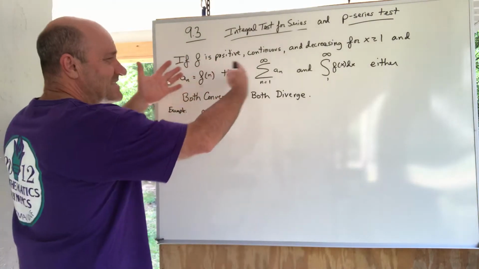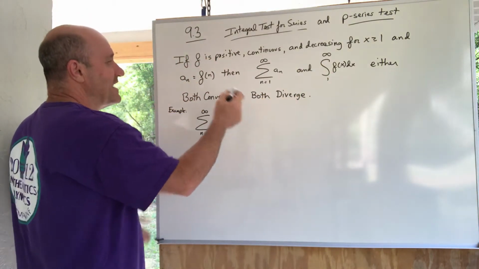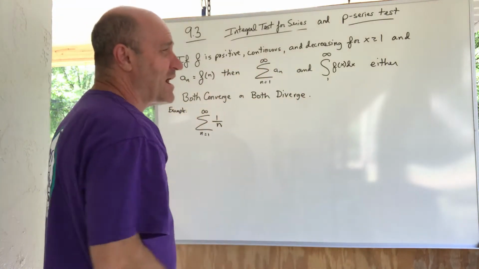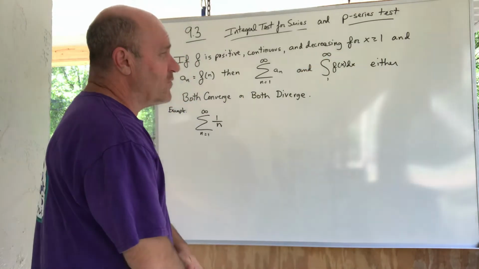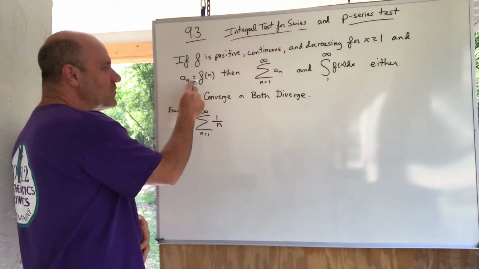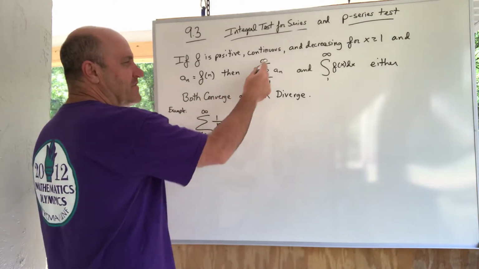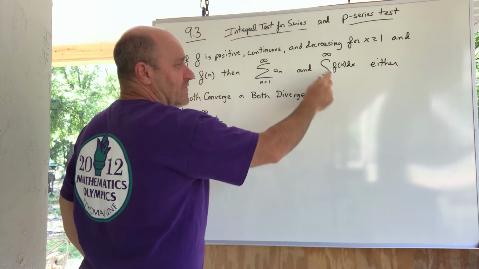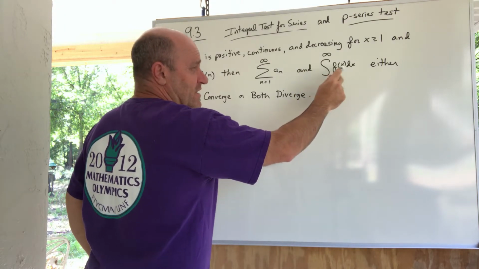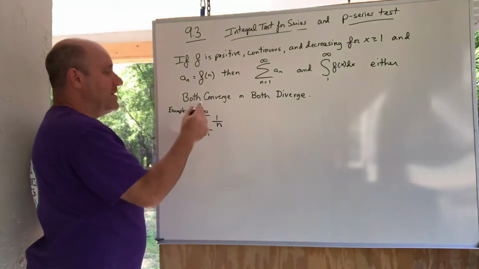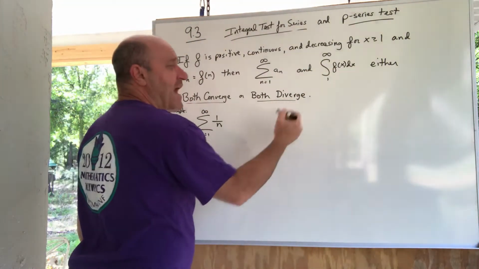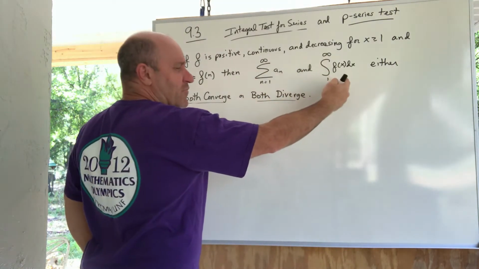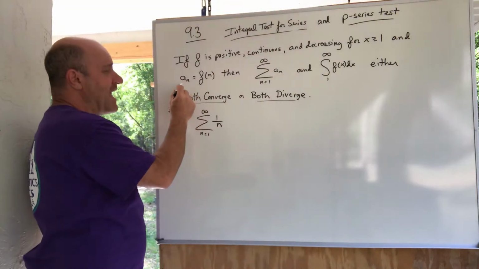The integral test is this. And here's what it says. If f is positive, continuous, and decreasing, so you've got to meet those requirements, for x greater than or equal to 1, and a_n is equal to f of n, then the series a_n and the improper integral from 1 to infinity of f of x dx either both converge or both diverge. So that's the integral test. You can take a series and write it as an improper integral by writing the a_n as a function.